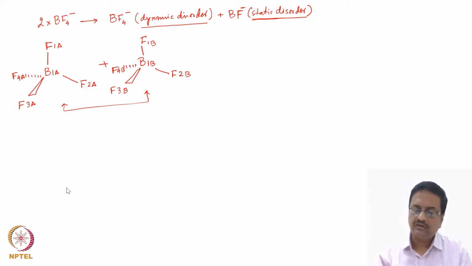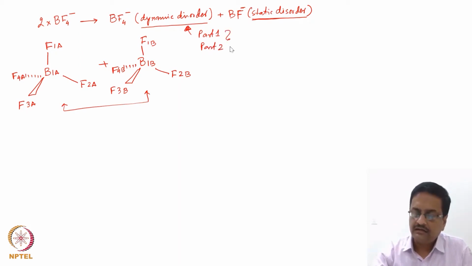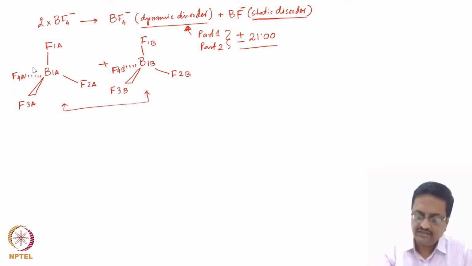So remember, we already have this dynamic disorder. So we should treat this dynamic disorder as, suppose, part 1 and part 2, and we assign the occupancy parameter as plus minus 21.00, as we had discussed in the previous class. So now in today's class, we will talk about the static disorder, how to treat this. So this static disorder part, we write this part as part 3, this part as part 4.